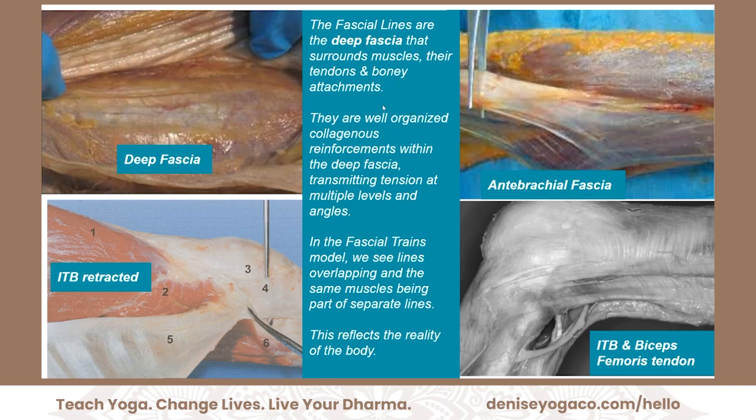Okay, so the fascial lines are really made of this deep fascia. Some of them are more reinforced than others, and they surround the muscles, their tendons, ligaments too, and bony attachments, right? It's just covering everything, and it's transmitting tension from one tissue to the next, especially in yoga, like throughout the whole body, these full body postures that we tend to do. Okay, and transmitting tension at multiple levels.